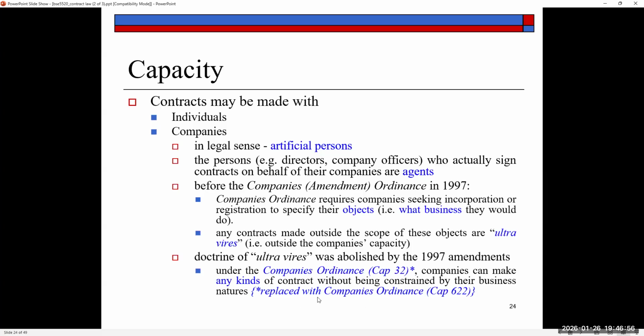So replace with this Chapter 622. This is the old one, this is the new one. So that means what? In the old days, companies could only make contracts within the scope of the business, or within the scope of what is specified as their objects. But after that, companies are not bound to have that kind of contracts.